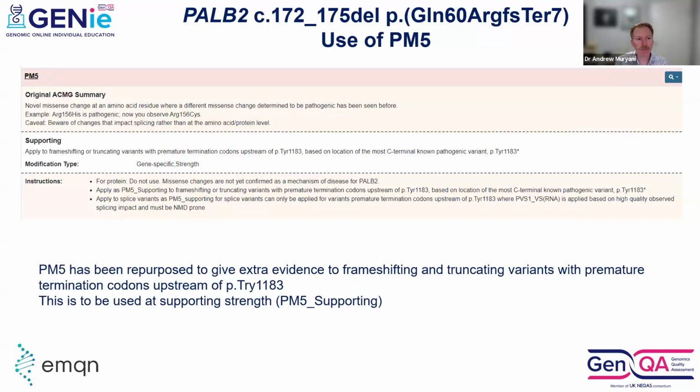Once again, as I mentioned before, PM5 was repurposed to apply to frameshift and truncating variants that are upstream of amino acid 1183, as this is the last known amino acid to be pathogenic. So unlike the BRCA1 and 2 guidelines, where there are different weights of evidence, across the board for PALB2, PM5 is used at supporting, regardless of which exon the protein truncating change is found. Next slide, please.